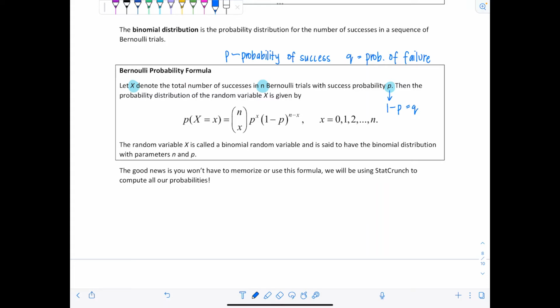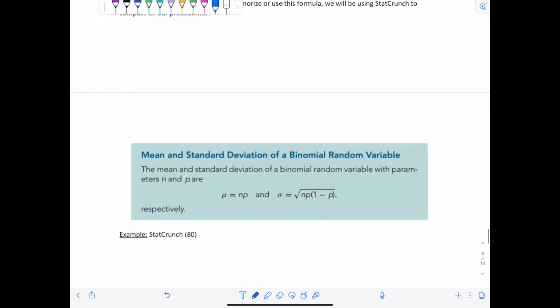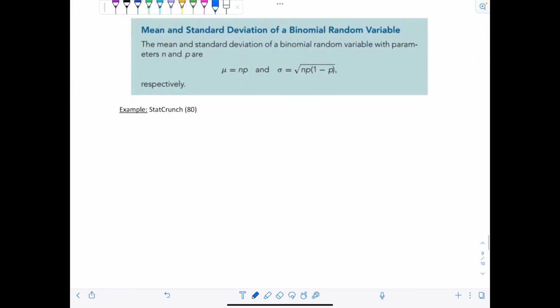So I'll show you how in just a little bit, exactly how to open up StatCrunch and get it to compute the probabilities that you need so you can get through your homework exercises. Okay. Another thing you're going to have to compute is the mean and standard deviation of a binomial random variable. And remember, when I showed you the probability formula up above, we said that the parameters were n and p. Okay, so those have to be given to you.